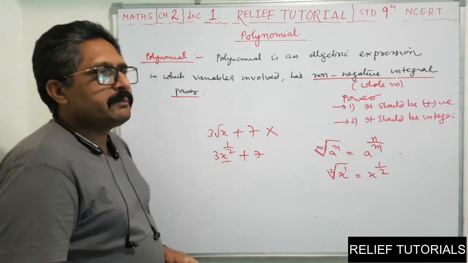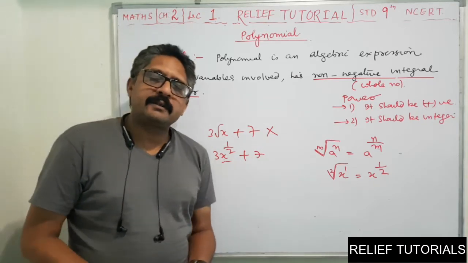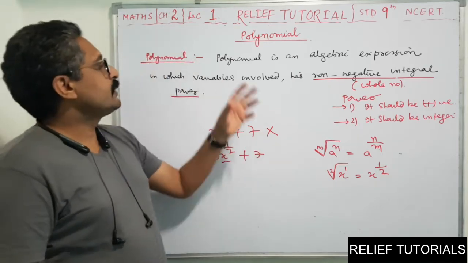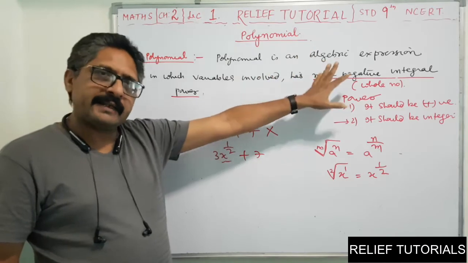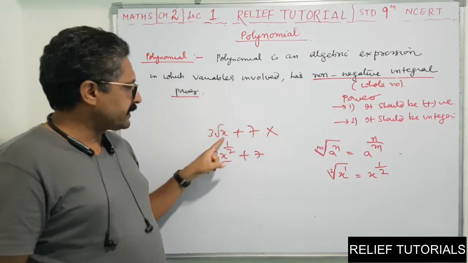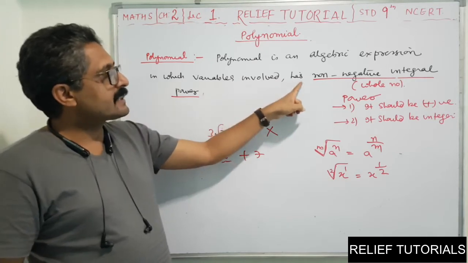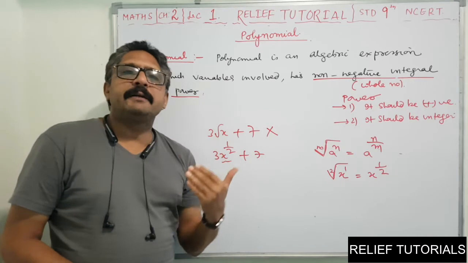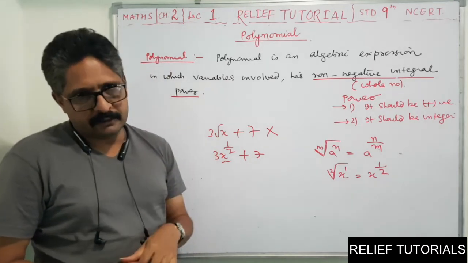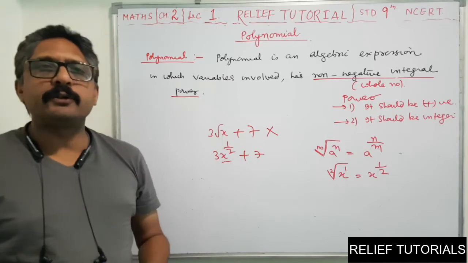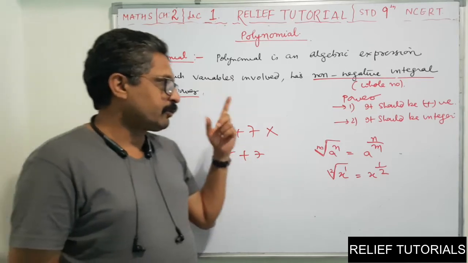Okay, so this is the very important part of your chapter. You should know which algebraic expression is a polynomial. A polynomial is an algebraic expression in which the variable involved has non-negative integral power, or the power of the variable should be a whole number. So the two conditions necessary for an algebraic expression to be a polynomial: its power should be positive.